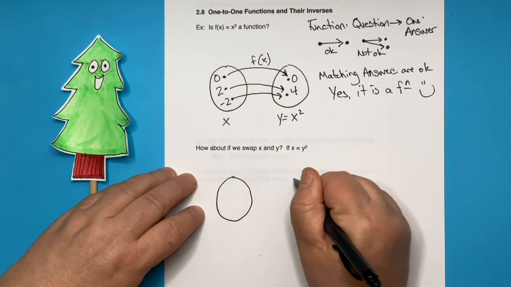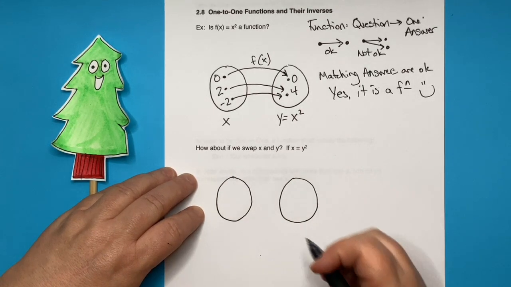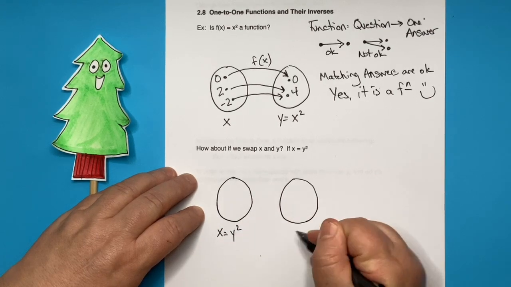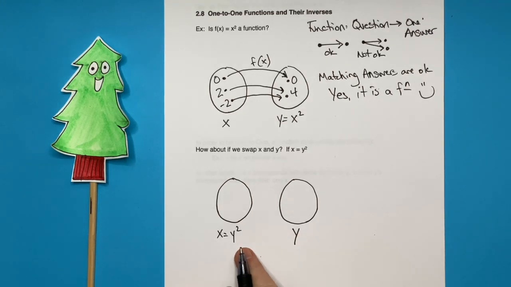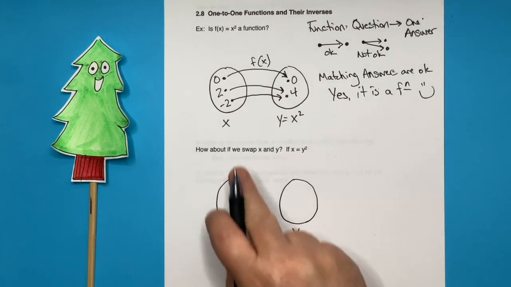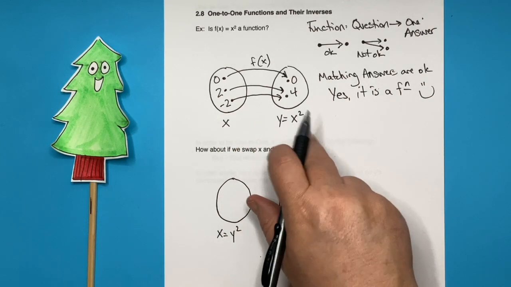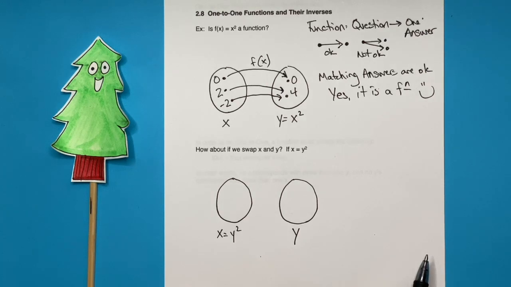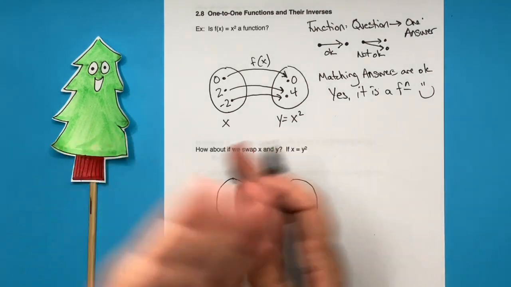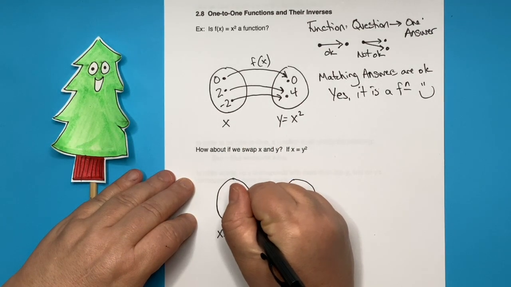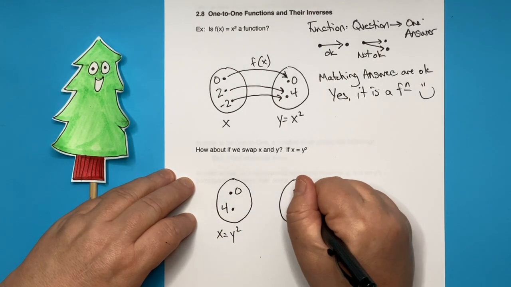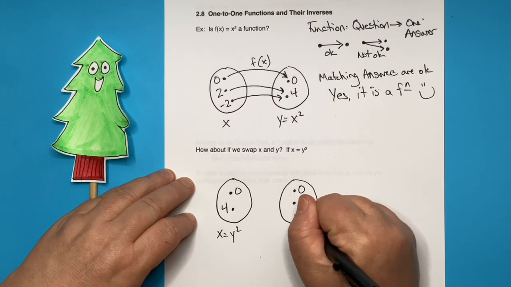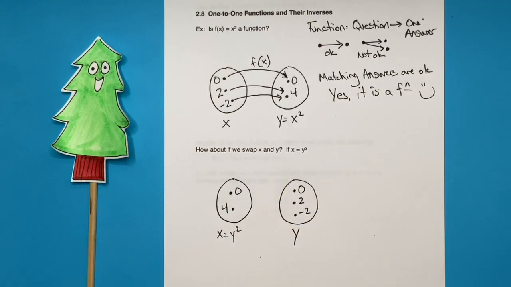Well, the first thing you're going to notice is that I'm going to have x equals y squared, and that should make you a little bit uncomfortable to have the formula over here. Usually we've got the independent variable, and then the formula tells us what the dependent variable is. So this is already a little wonky. But if we're swapping x and y, then I've got the points 0 and 4 over here, and then the points 0 and 2 and -2, because we've swapped x and y.